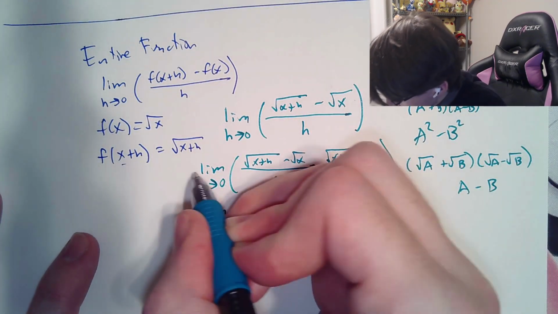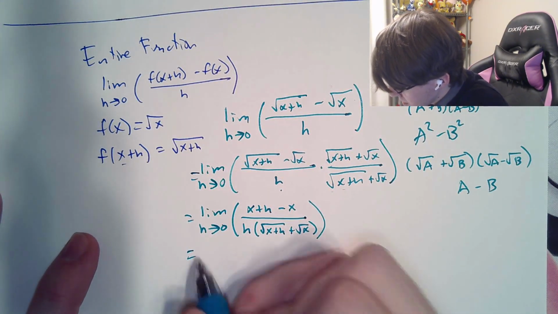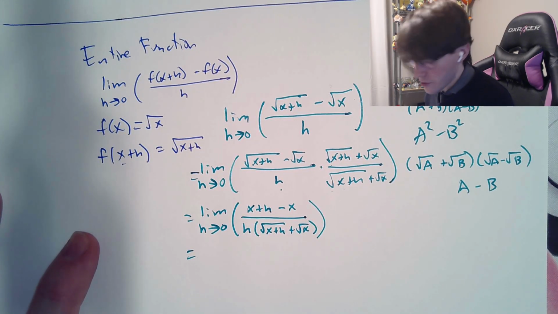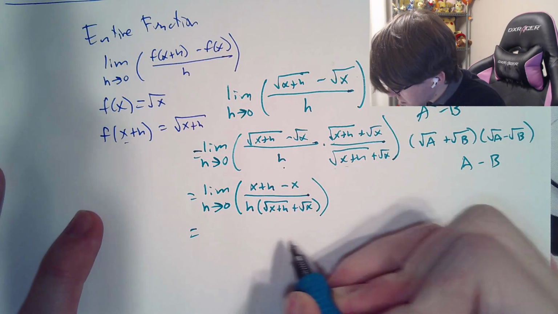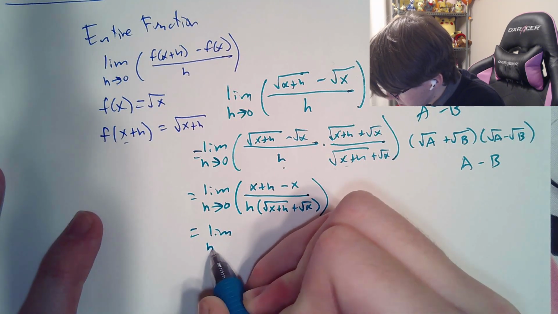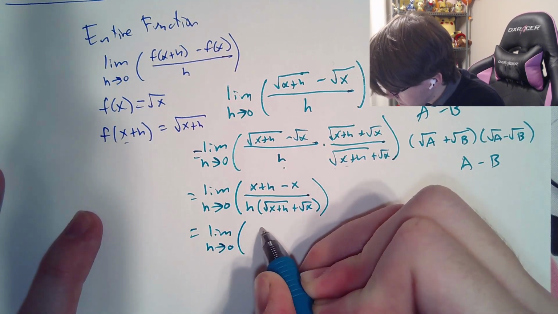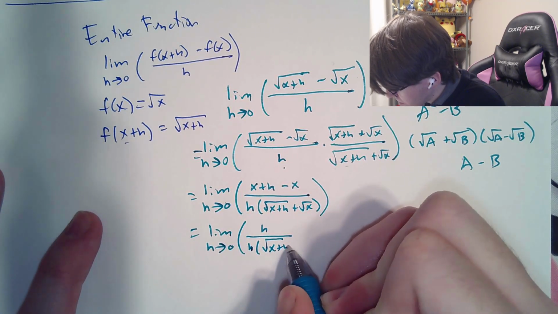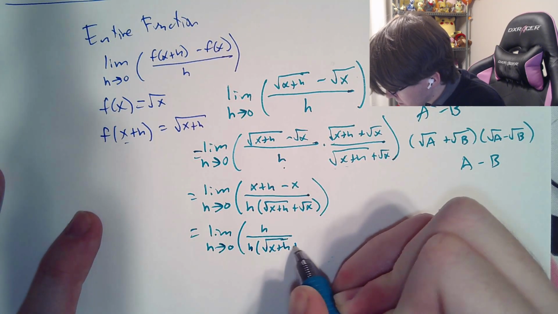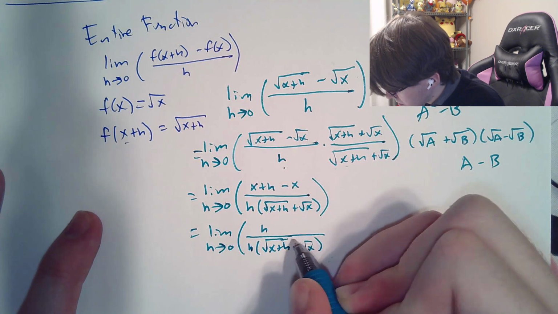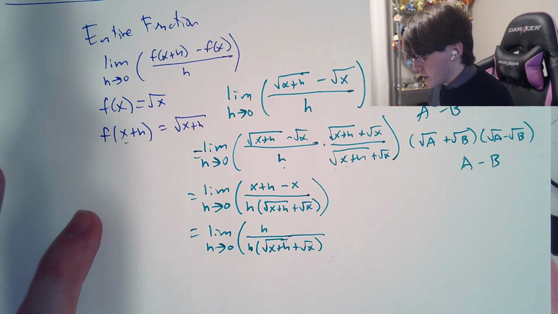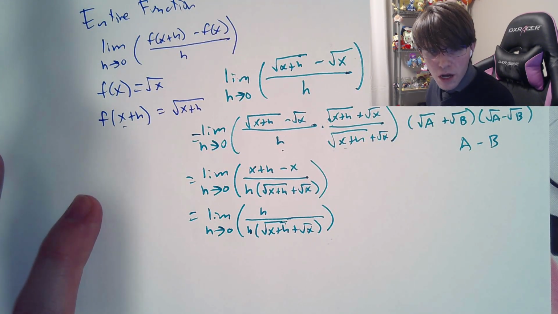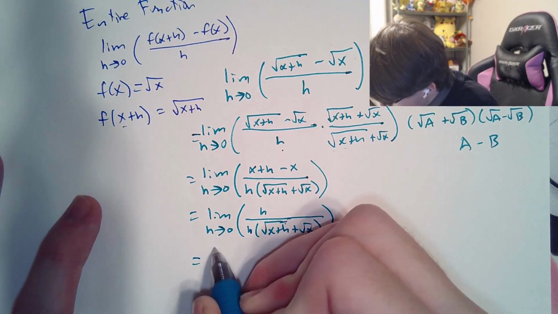Continuing on here, these are all equal to the ones above it. Now, if you notice, the x minus the x is going to cancel out, so we have just an h on the top. And I'm doing a little bit more copying here. There we go. And if you notice, now we have an h over an h. Those guys are going to cancel because it's all multiplication. So we can also cancel those.